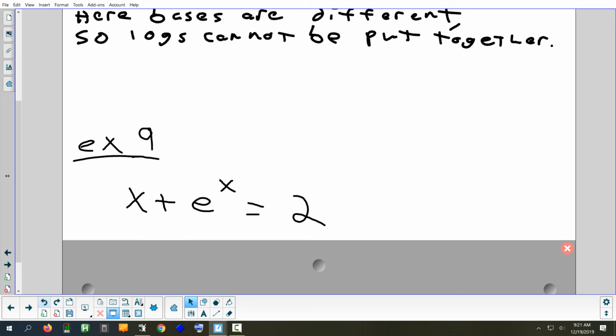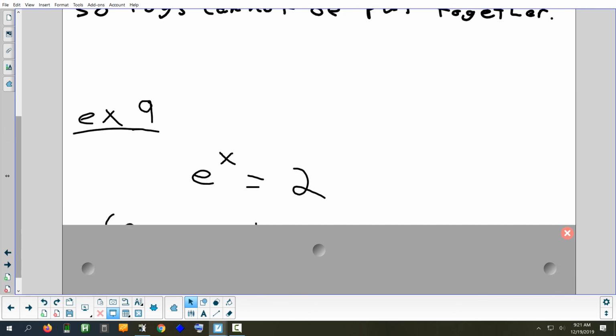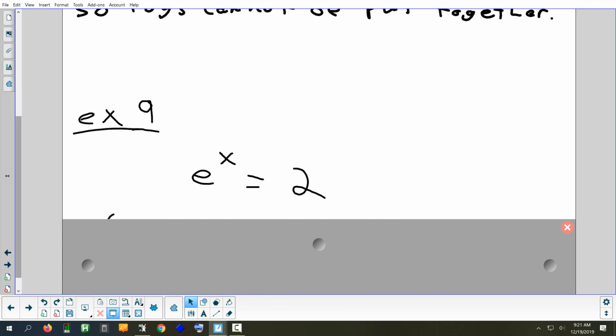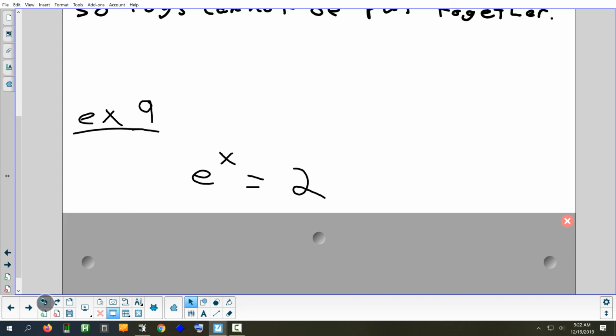Well, if this x wasn't here, and that's all you had, all you'd have to do with that is change it to log form. That's base e. Log base e. Exponent goes by itself, and 2 is the argument. And remember, log base e, how do we abbreviate that? ln. So all you'd have to do on your calculator is hit the ln button, hit 2, and then you're done. But that's not our problem either.